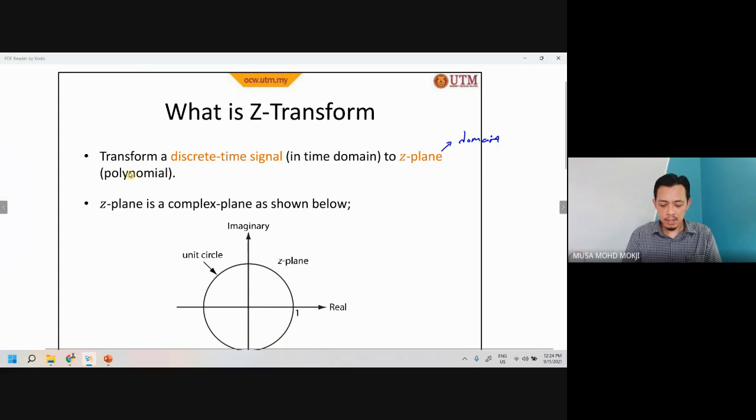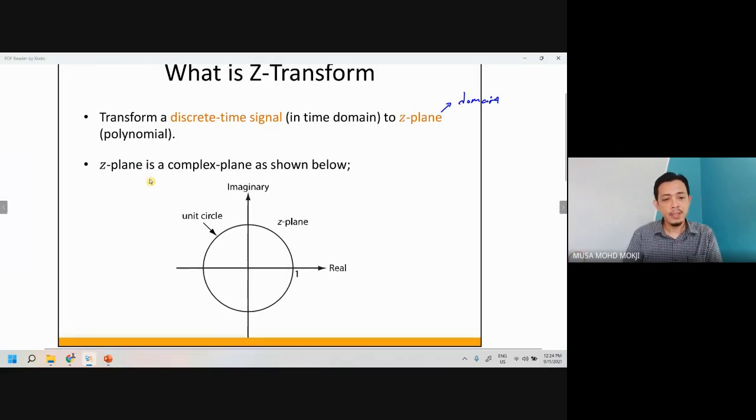And this is actually a polynomial. Skip that, ignore that. The Z plane is a complex plane as shown below. Now you can imagine that in the time domain you have only one horizontal axis, which is the time axis, and of course you have another one, which is the y-axis. Normally, what is the y-axis? It is an amplitude.